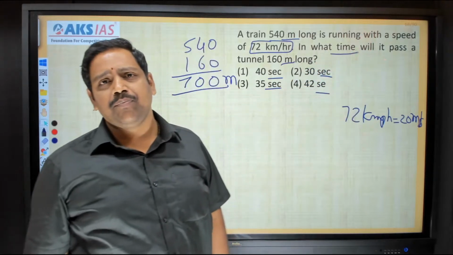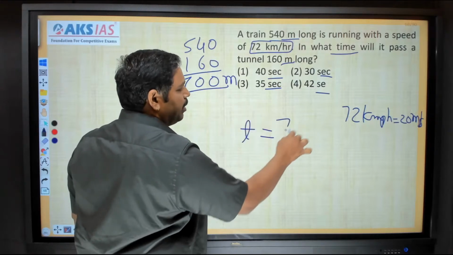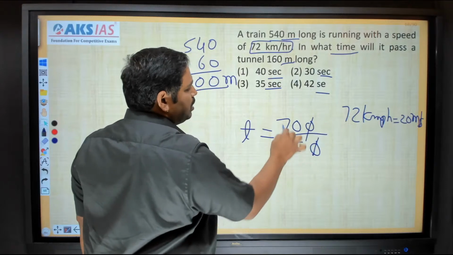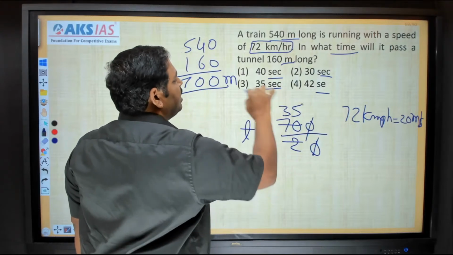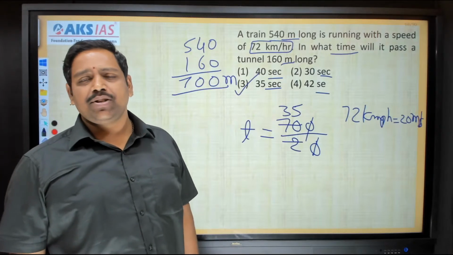Time means distance by speed. The distance is 700, and the speed is 20. So the zero cancels, 2 ones are 2, 7 by 2 times 10 gives 35. So 35 seconds is required. Which option? The third option is the answer. Okay, let's see the next question.